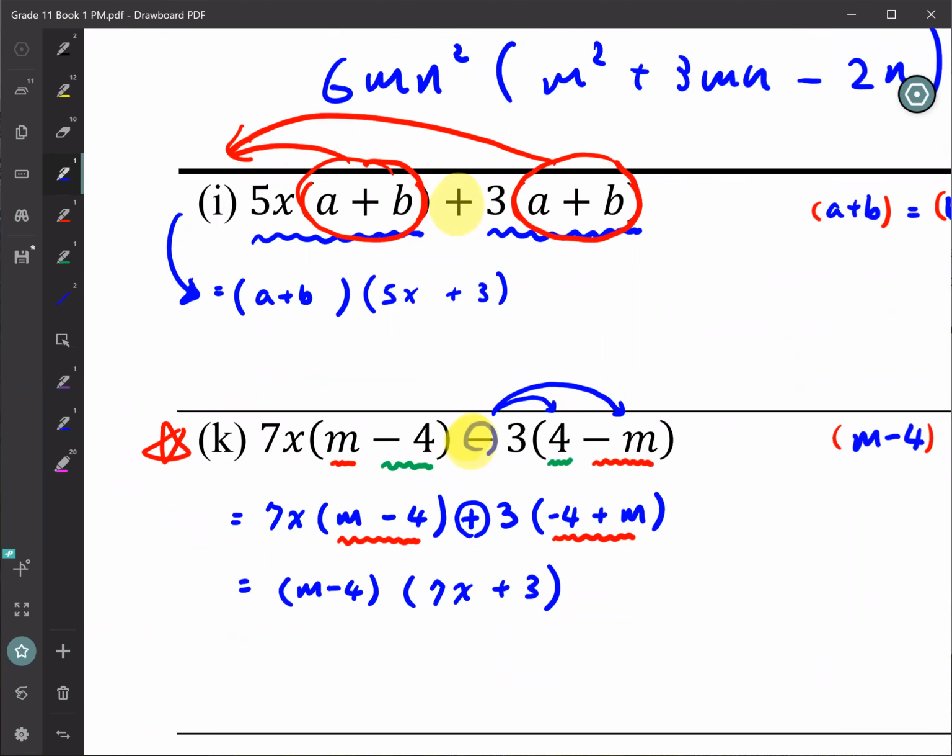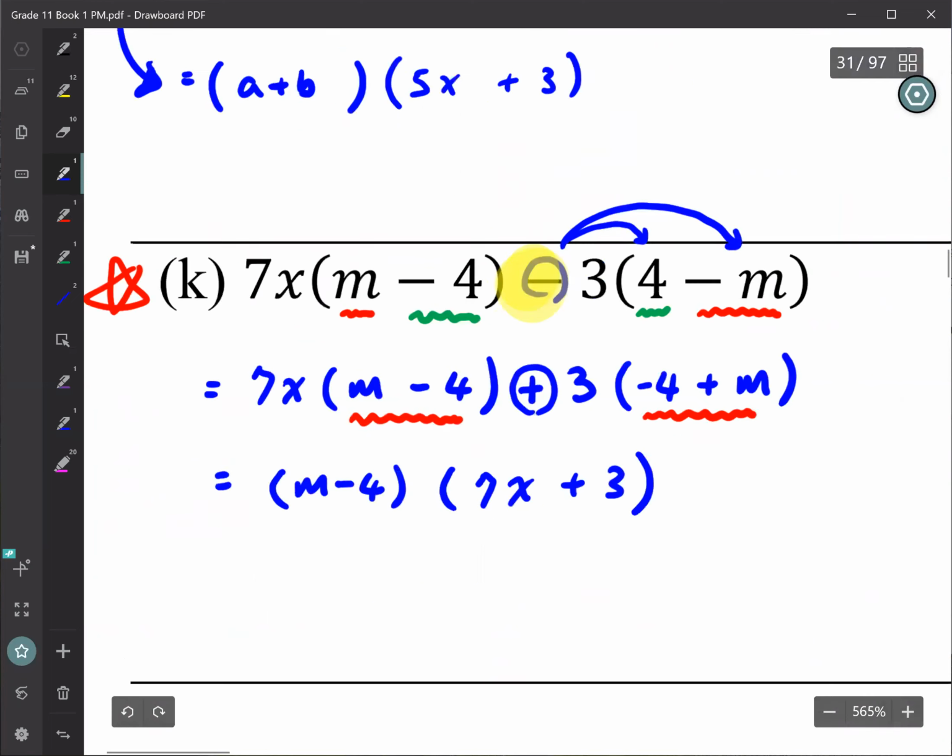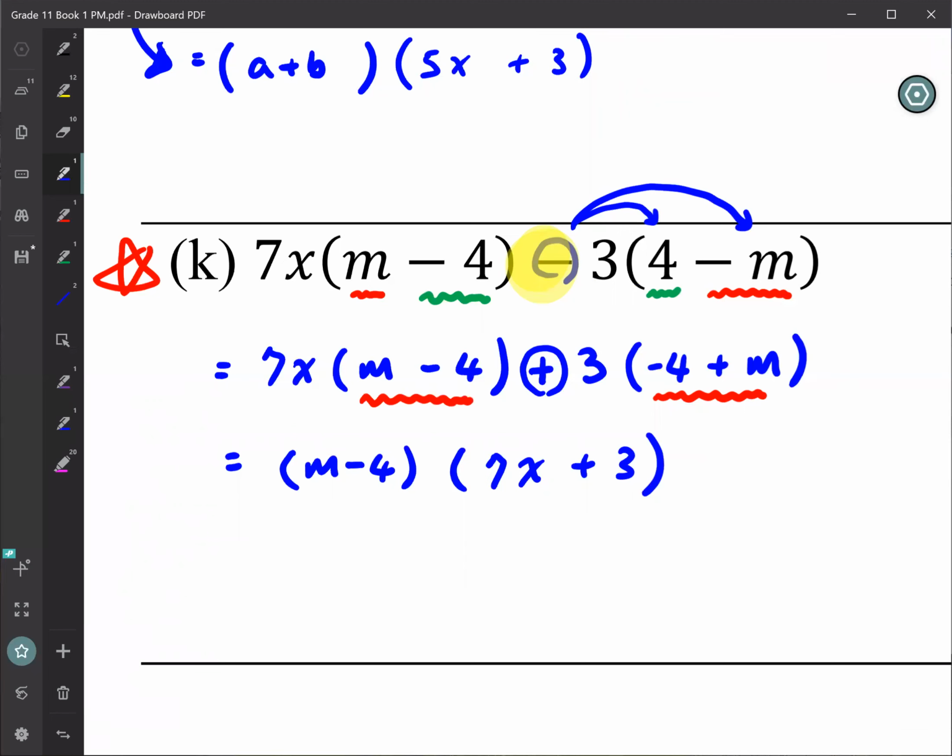Okay, if it's subtraction and you swap them around, it's different, right? So the only way it's the same after swapping is you have to change the sign at the front. So like here, question K, you have m minus 4, right? And 4 minus m. So what we can do is change the sign of the 3. Here it is negative 3 in the question. We change it to positive 3.